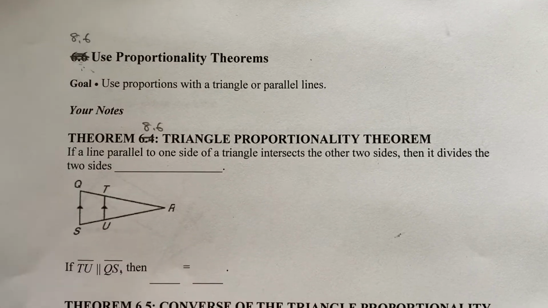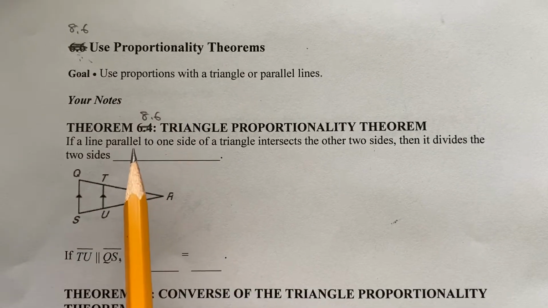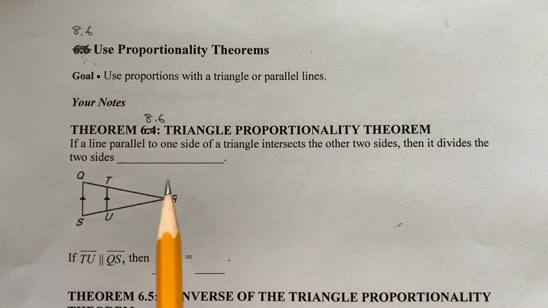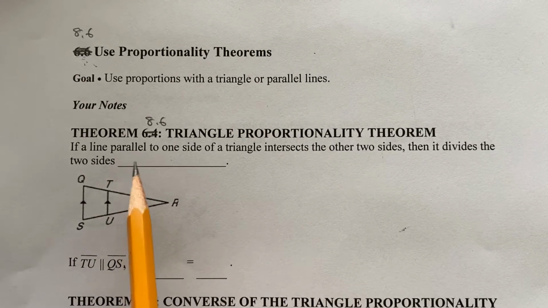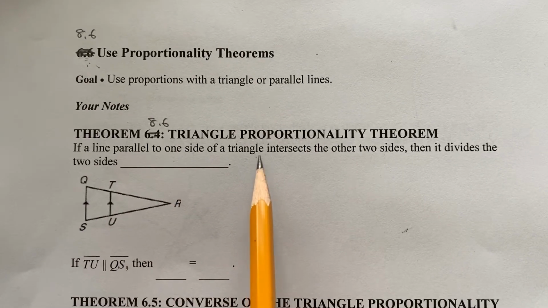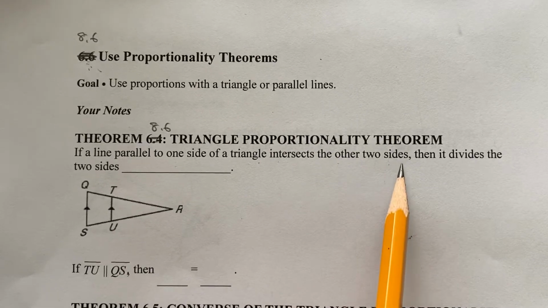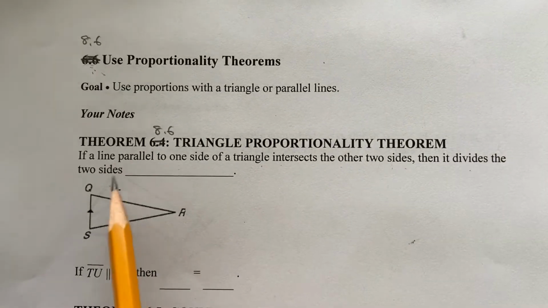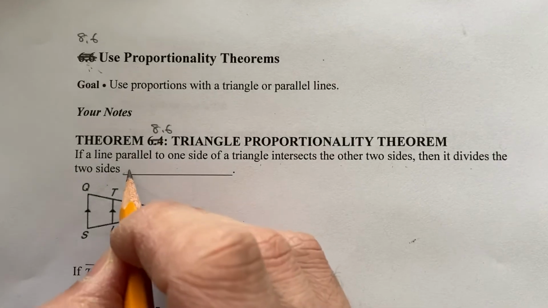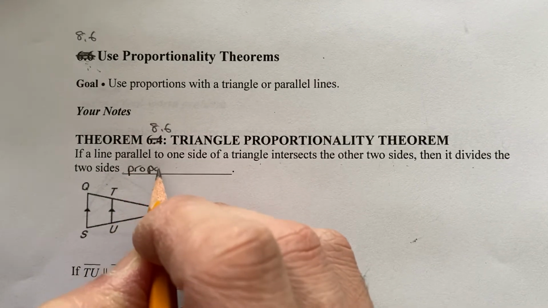If you take a look at your first theorem here, the triangle proportionality theorem basically states that if a line is parallel to one side of a triangle and intersects the other two sides, then it divides the two sides proportionally. And that's the word you want to fill in, proportionally.